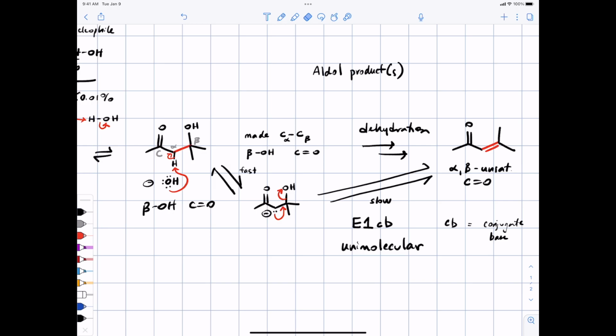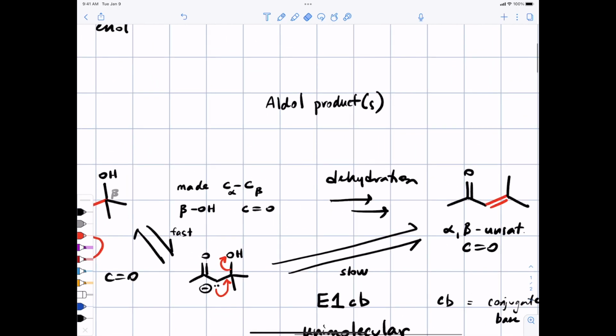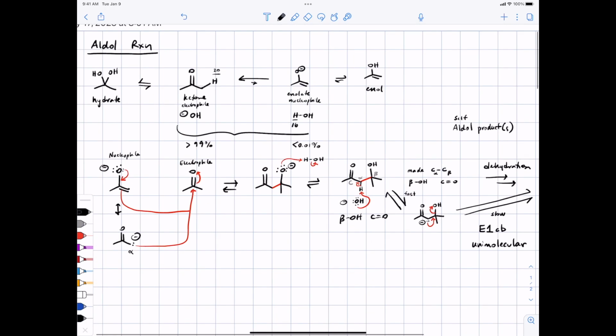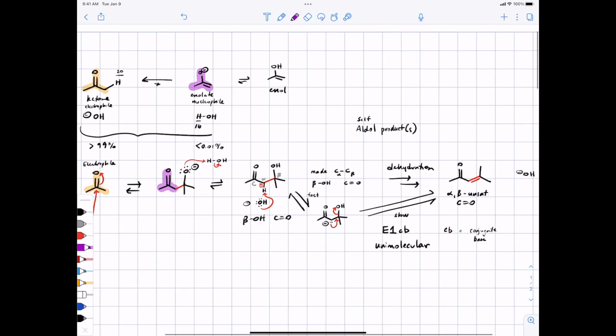All right. What I've shown you here is the self-aldol reaction, in the sense that we had one starting material, the ketone, and one equivalent of ketone was our electrophile, and one equivalent of ketone was the enolate nucleophile. This is the portion of the molecule that ends up being from the enolate. And this is the portion of the molecule that ends up being from the electrophile.